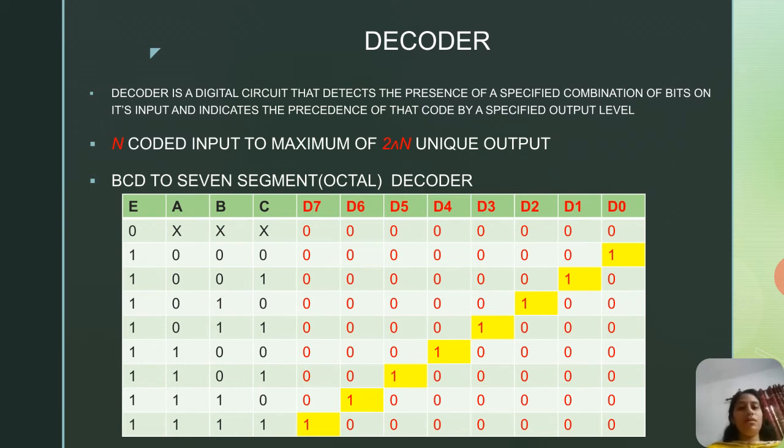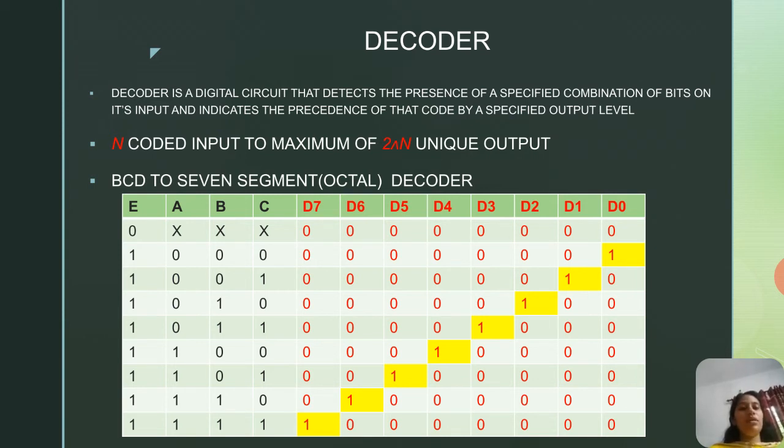So a decoder is a digital circuit that detects the presence of a specified combination of bits on input and indicates the presence of that code by a specified output level. Which means if you are giving the input combination in the form of binary, you are converting it into octal. We studied octal to binary conversion in the encoder. So here we are looking at binary to octal conversion.